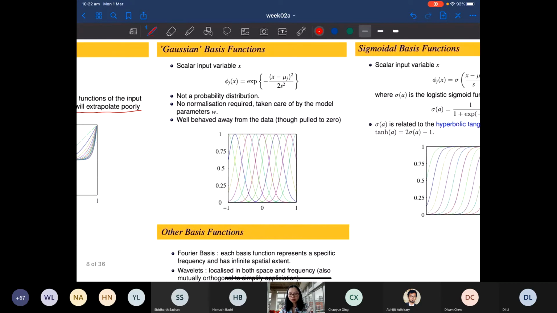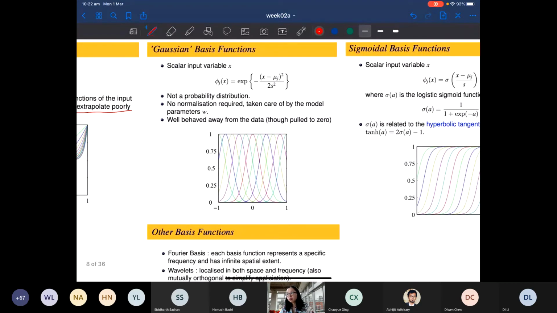Right. So an alternative can be Gaussian basis functions. Gaussian here is in quotes simply because the basis function is proportional to the exponential of the negative squared distance between where the function is evaluated and some data point, right? It doesn't have to be normalized, and it's not a probability distribution, so its volume can be scaled up and down.